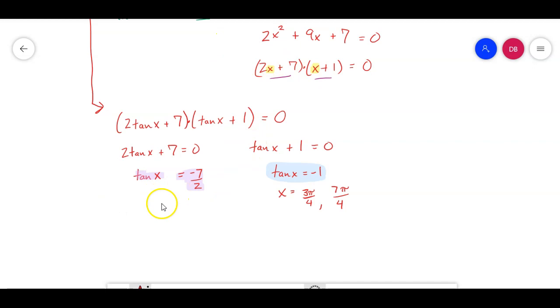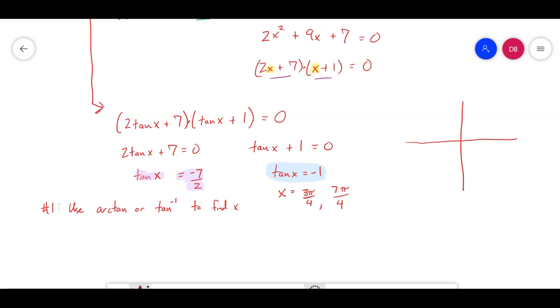Alright, here's the thing. Tangent x equals negative 7 halves. I'm not going to be able to find that exactly. So what I'm going to have to do here is use arctangent, or inverse tangent, to find x. Okay, here's the problem with that though.